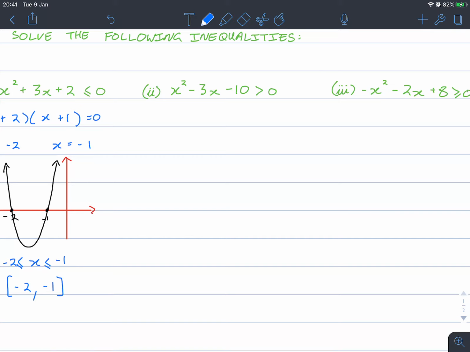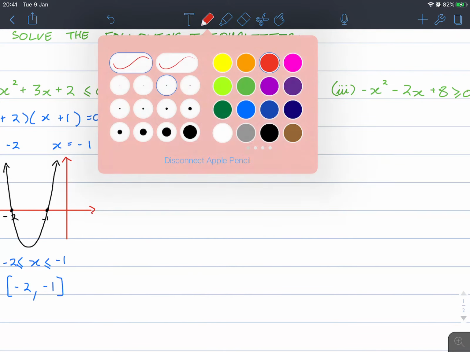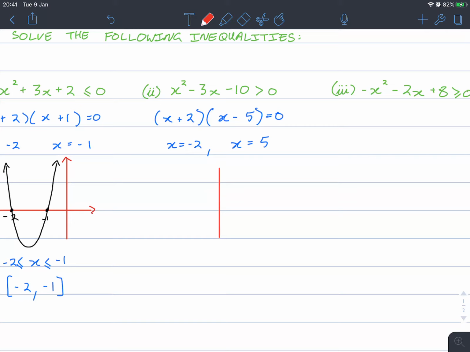Once again, we solve this for 0. So we get (x plus 2)(x minus 5) is equal to 0, which gives us x equals -2 and x equals +5. Quick sketch of this, we get the following: -2, +5, and a rough sketch of what this might look like.